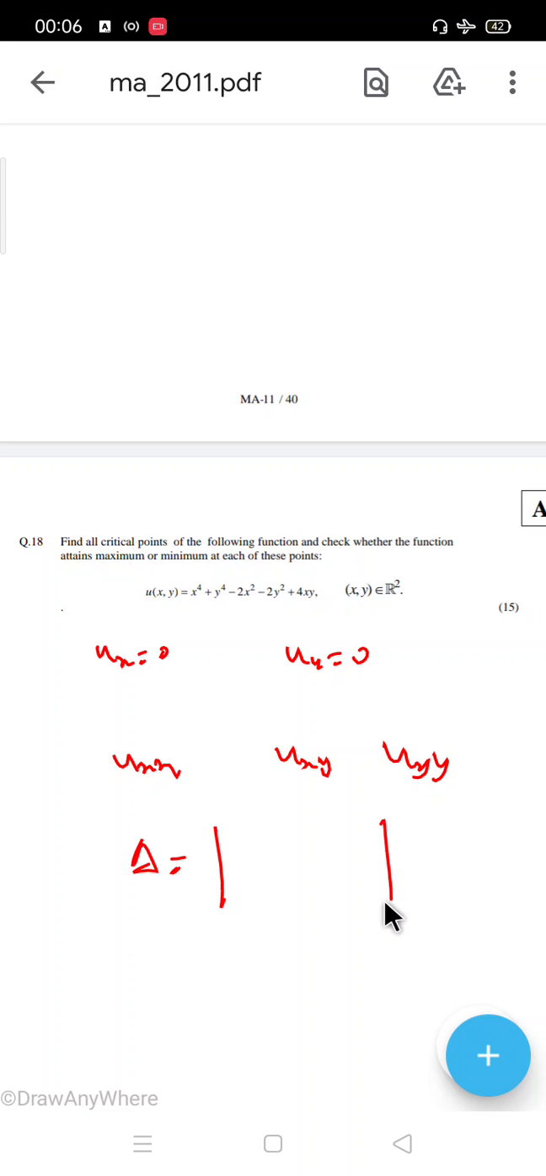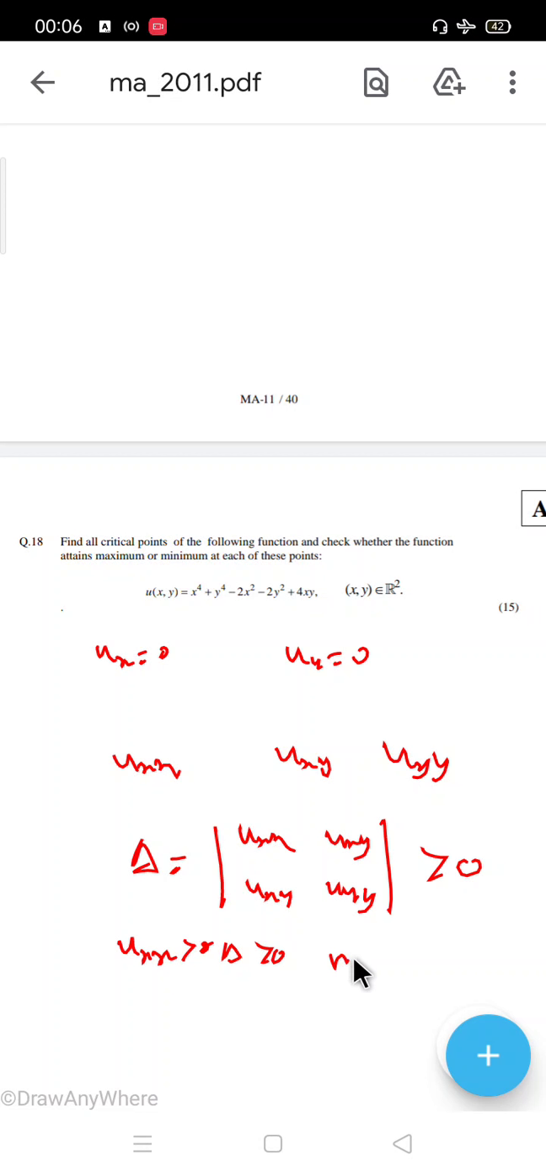Find all the critical points, just take the derivative. Set ux equal to 0, uy equal to 0, find uxx, find uxy, find uyy, then find delta, that is the determinant of uxx, uxy, uxy, uyy, and check whether it is positive. And if uxx and delta both are positive, then you will see minima.